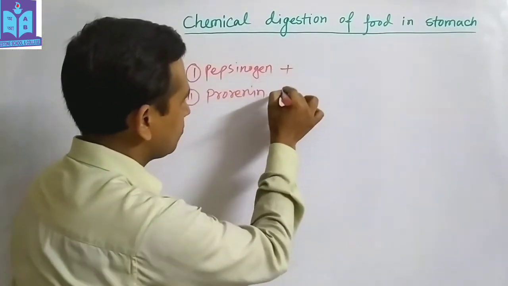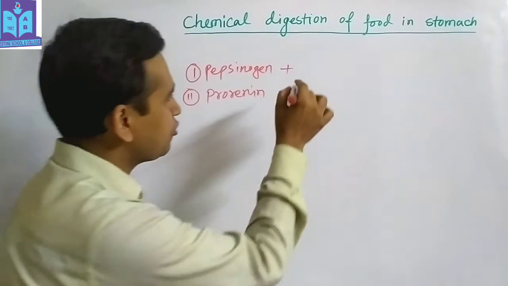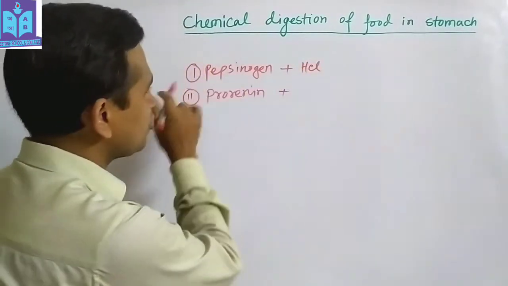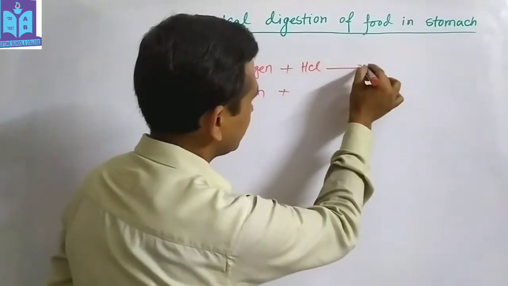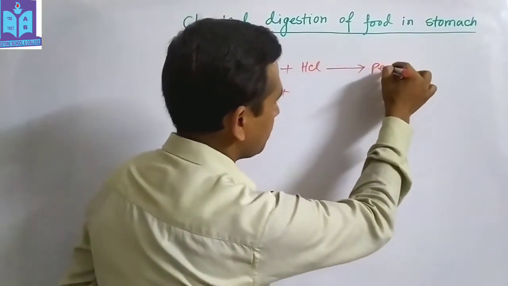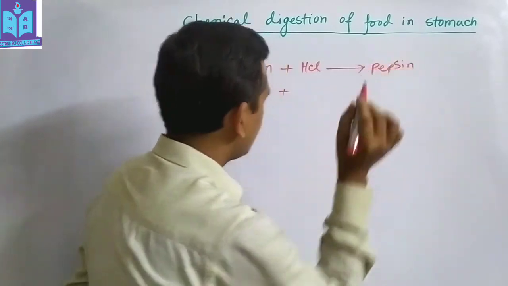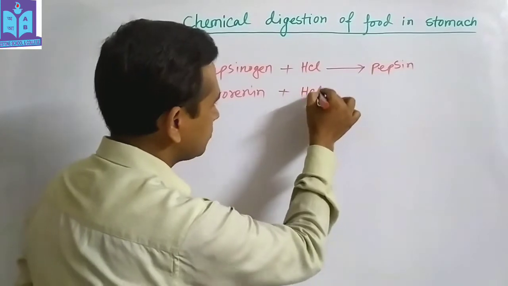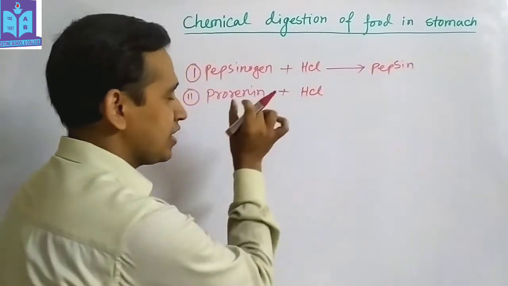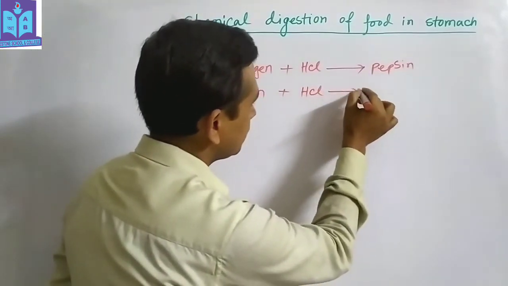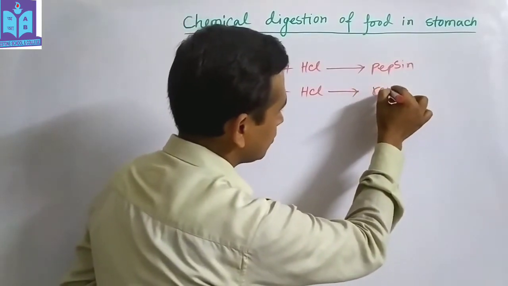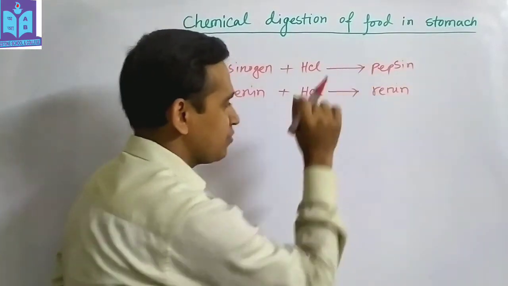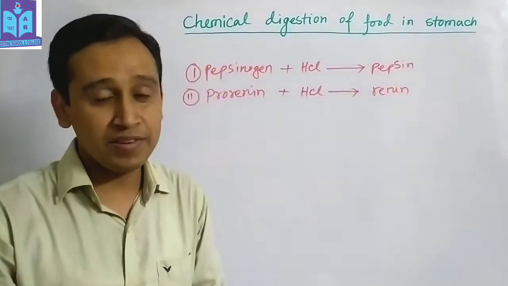Both of the enzymes react with hydrochloric acid, and the pepsinogen converts into active pepsin, and the prorenin reacts with hydrochloric acid and converts into active renin. These two active enzymes break down the protein substances in stomach.